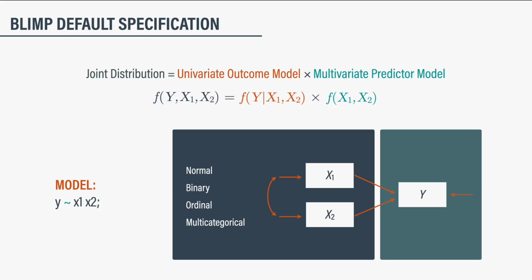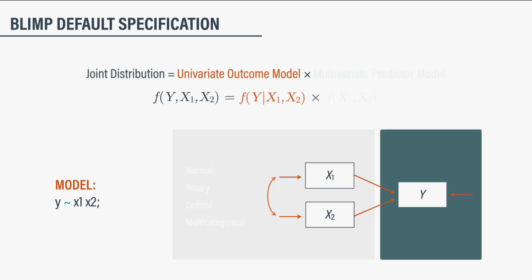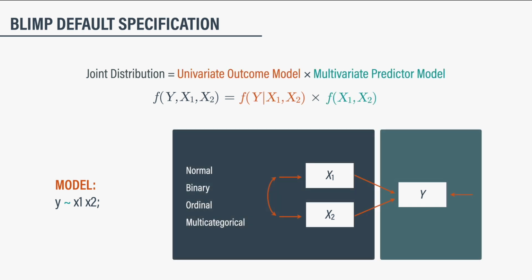In an earlier video, I described Blimp's default factorization for incomplete predictor variables. I want to take you through what this looks like in a multi-level model. To refresh, the specification consists of a univariate model for the outcome variable and a multivariate distribution for the predictors. Blimp doesn't make any assumptions about the joint distribution of the analysis variables. Instead, it works with the 2 simpler models and their corresponding distributions.